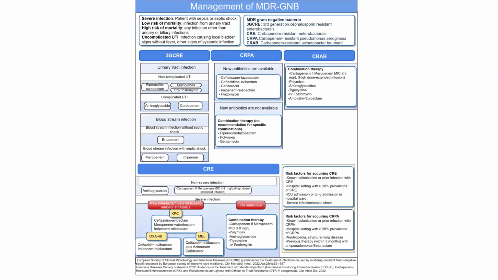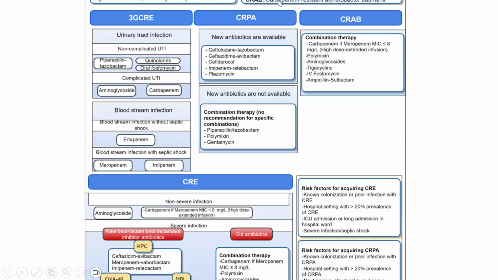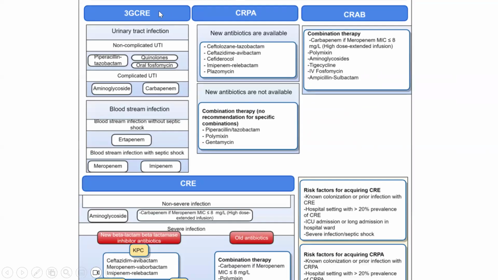And to summarize the management of multi-drug resistant gram-negative bacteria, we will start with Enterobacterales, third-generation cephalosporin-resistant Enterobacterales. If the patient has a urinary tract infection and it is non-complicated, we can use piperacillin-tazobactam, quinolones, or oral fosfomycin. If the patient has a complicated urinary tract infection, you can use aminoglycoside or carbapenem. If we have a bloodstream infection or infection outside the urinary tract, and the patient is without septic shock, we can use ertapenem, and for a patient with septic shock, we can use meropenem and/or imipenem.